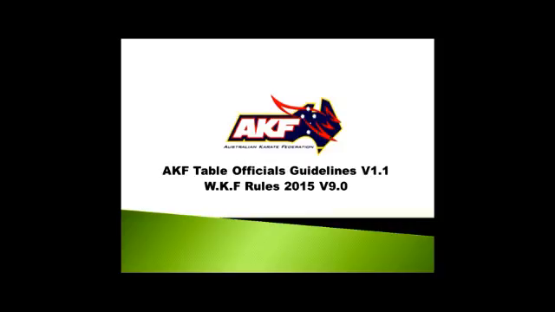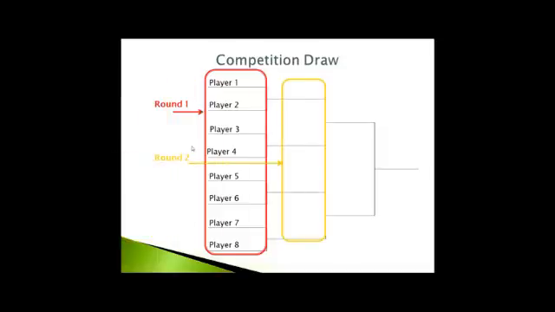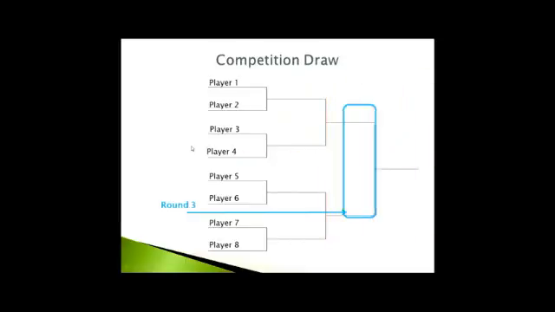Okay, so this is the Australian Karate Federation's Table Officials Guideline version 1.1 for WKF Rules version 9.0 2015. The competition draw is broken up into different rounds. In the first round, you can see we've got player 1, 2, 3, 4, 5, 6, 7 and 8. All these are considered players, and this is a round. For the purposes of the draw, this is the first round, this is the second round, this is the third round, and so on. If there were more competitors, you'd have a fourth round, fifth round, sixth round, etc.